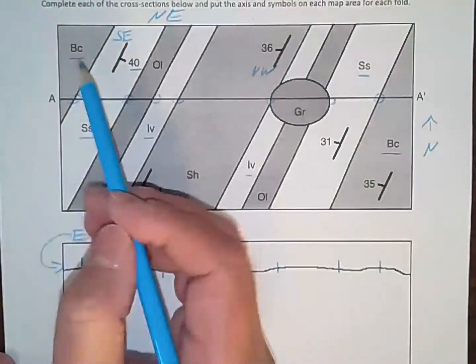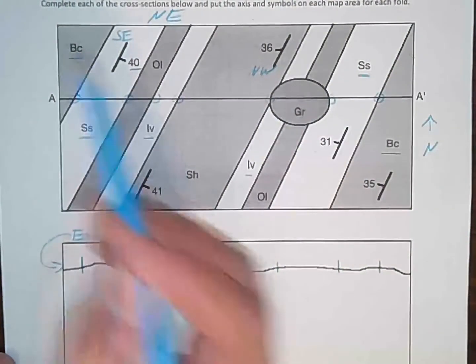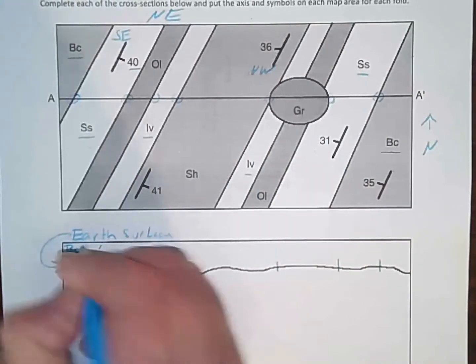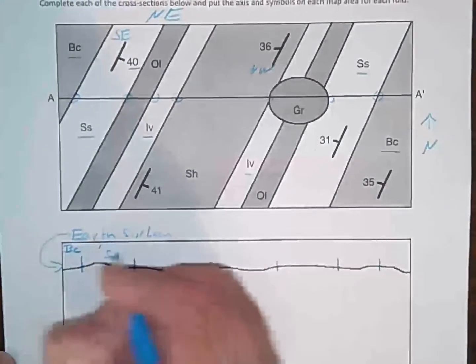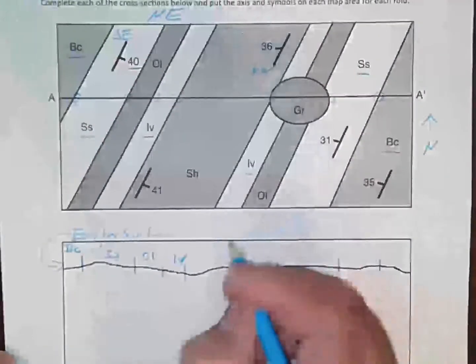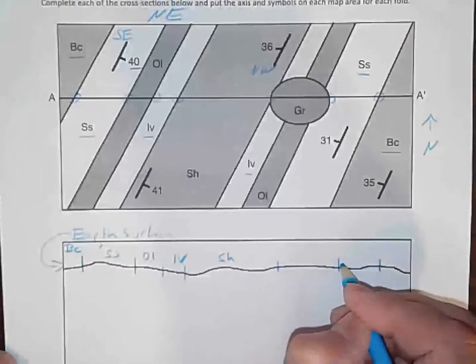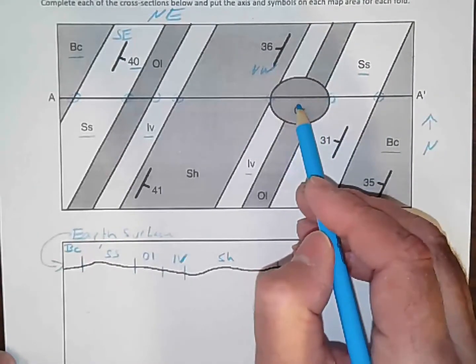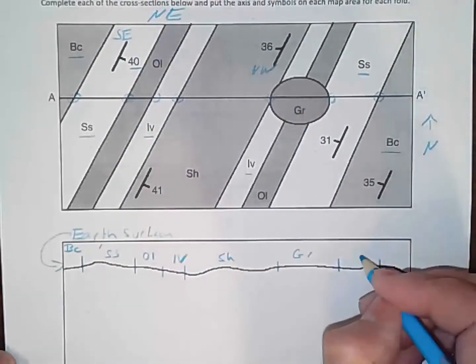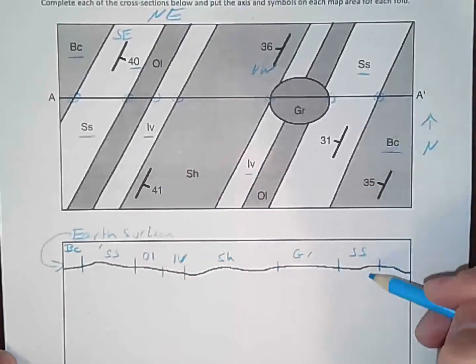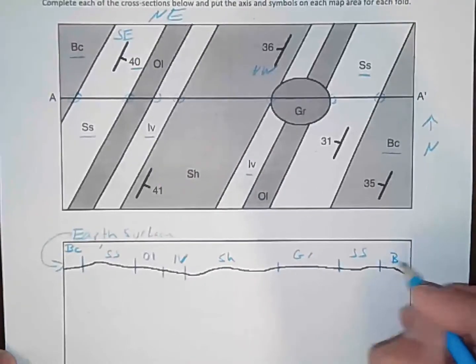Great. The next thing we want to take are rock units or names or colors. We want to put them down here as well. BC, SS, OL, IV, SH. This wide thing here is GR, which just corresponds to this section up here. Down here we have SS. Right? It's just this segment down here. And then finally BC again.